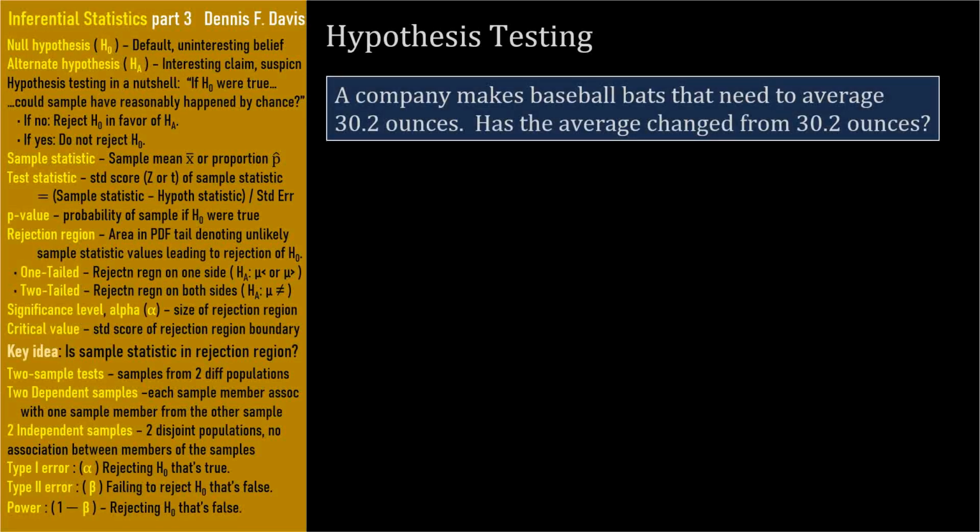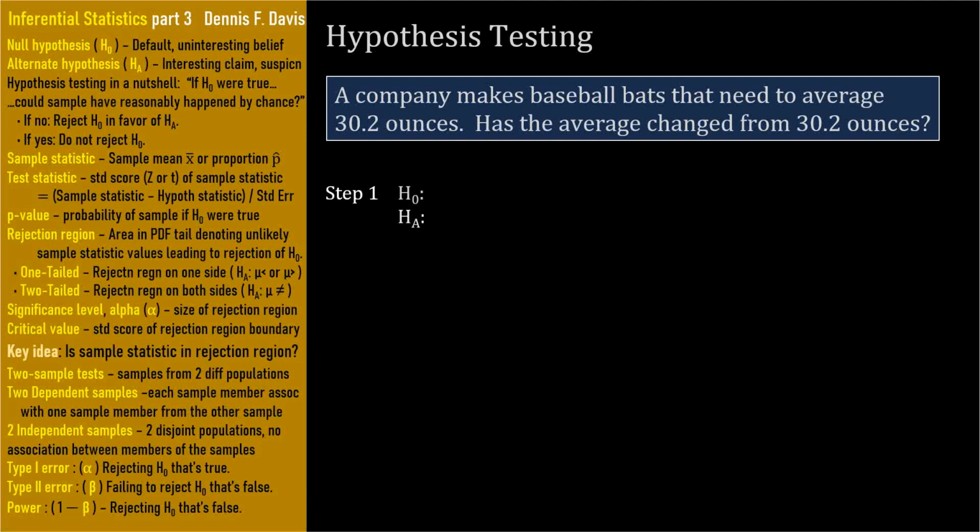Now let's do a problem step by step, uninterrupted, from start to finish. A company makes baseball bats. Its most profitable model must weigh on average 30.2 ounces before finishing and staining. Set up a hypothesis test at the 0.02 significance level to see if the average weight has drifted away from 30.2 ounces. Step 1 is to state the hypotheses.